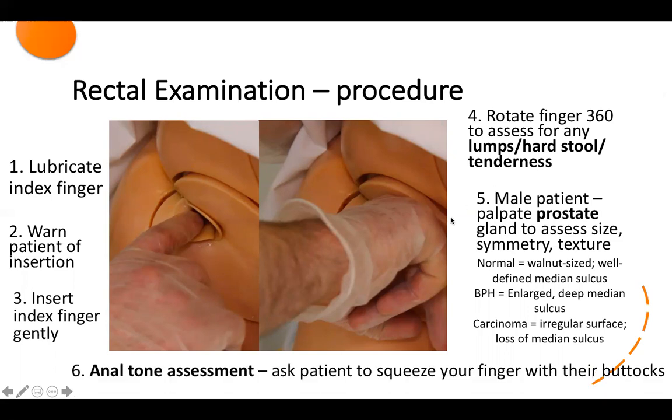Lastly, you want to check the anal tone. So ask the patient to squeeze your finger with their buttocks. And it's usually nice to do that last, because right after that, you can remove your finger. And you're basically checking that because if there's any spinal cord injuries, etc., then they may not have good anal tone. So that would help you check that.